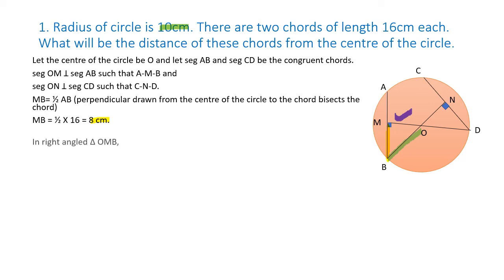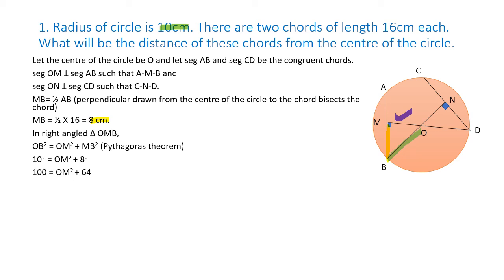So first I'll say, in right angle triangle OMB, OB square is equal to OM square plus MB square, because OB is the side opposite to 90 degrees, so that will be the hypotenuse. Substituting the values, OB we have just found out is 10 centimeter, and MB is 8 centimeter. The square of 10 is 100 and the square of 8 is 64. I keep OM square alone and take 64 to the other side, which becomes minus 64, and that gives me 36. But I need OM, so OM is 6 centimeter.